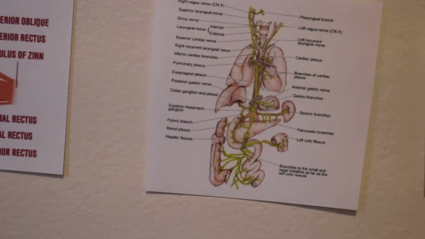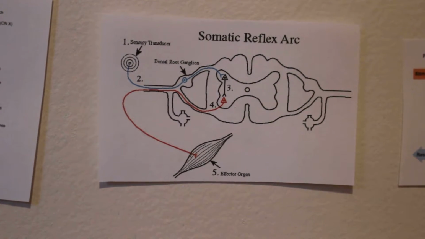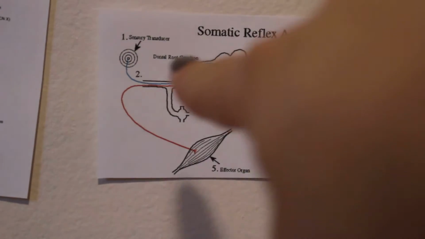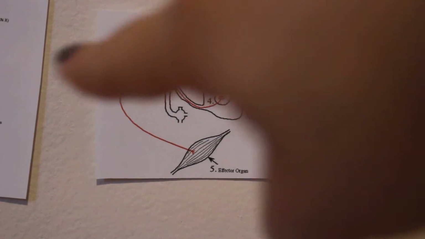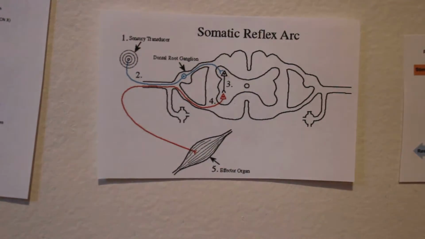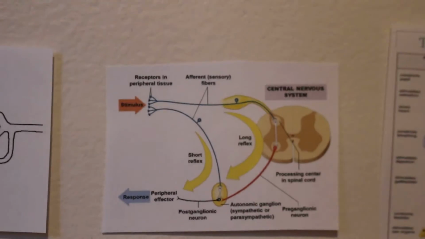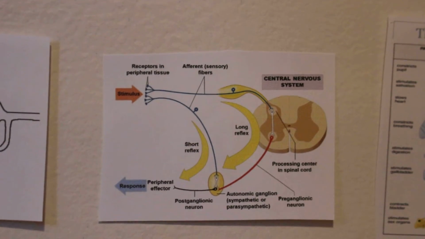And then there are functions of the peripheral nervous system. There is a somatic reflex arc. This is the short reflex. For example, somebody steps on a pin, it goes through a very short loop, sends a signal back to the muscle, and you pick your foot up. And then there is the visceral reflex arc, which has multiple pathways. This is the long pathway, or long reflex.